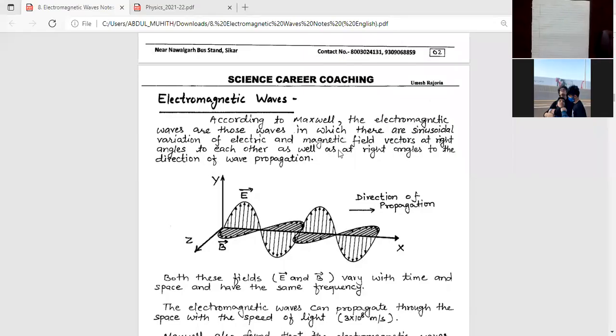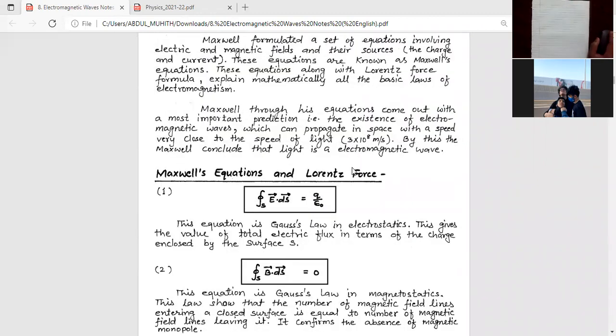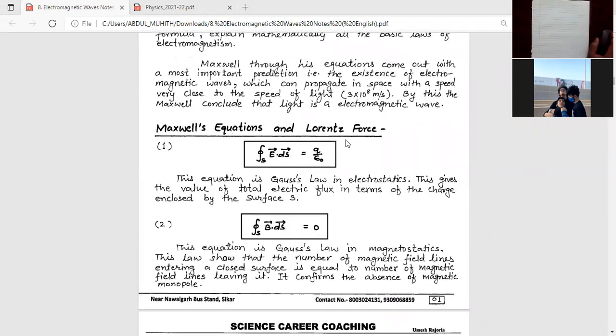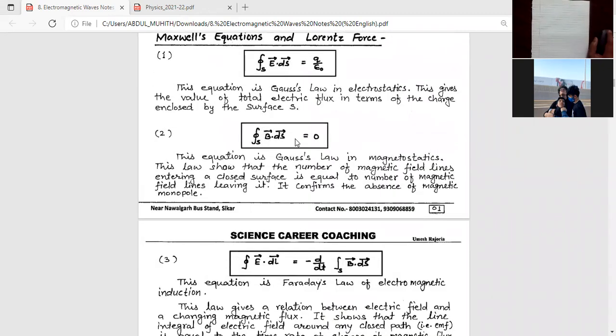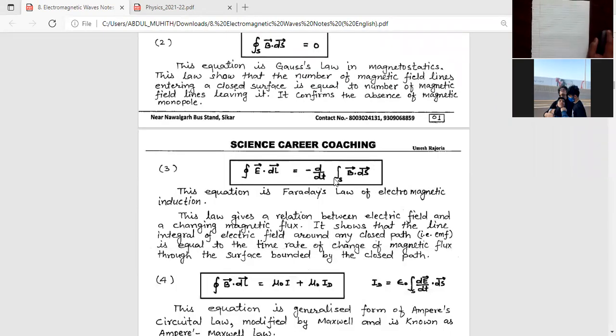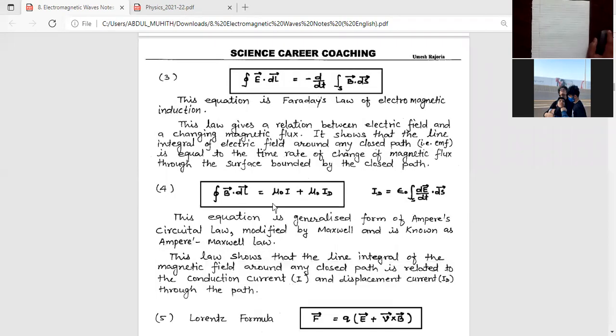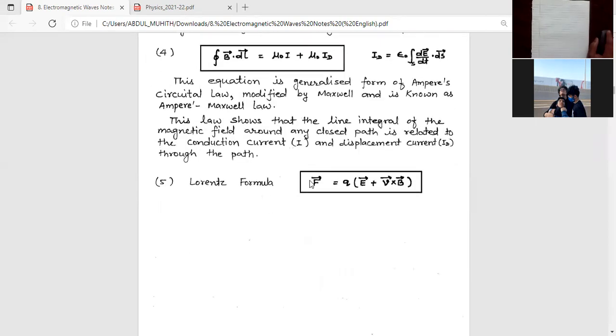Yeah. So first, once again, quickly I will do a recap. There are a total of five equations, Maxwell's equations. Maxwell did not write any equation himself; he has taken a total of five equations. The first equation is Gauss law of electrostatics. The second equation is Gauss law of magnetostatics. The third equation is Faraday's law of electromagnetic induction. The fourth one is Ampere's circuit law, and the fifth one is the Lorentz formula.